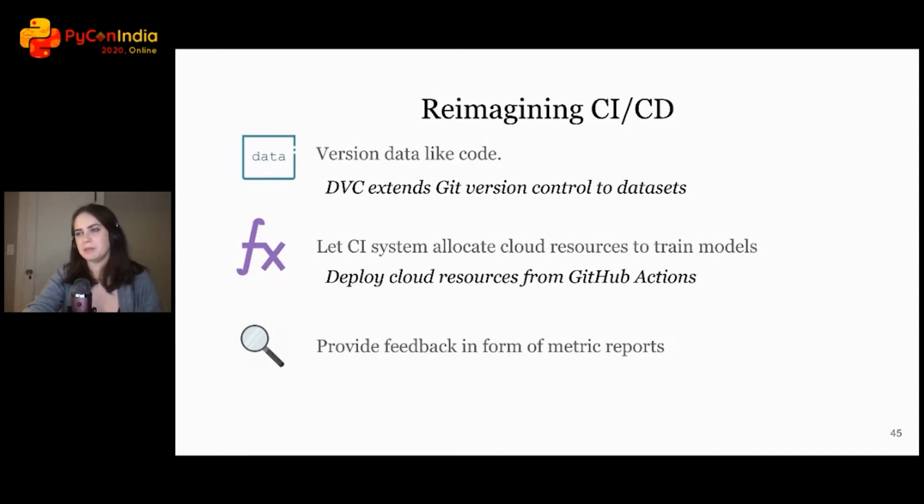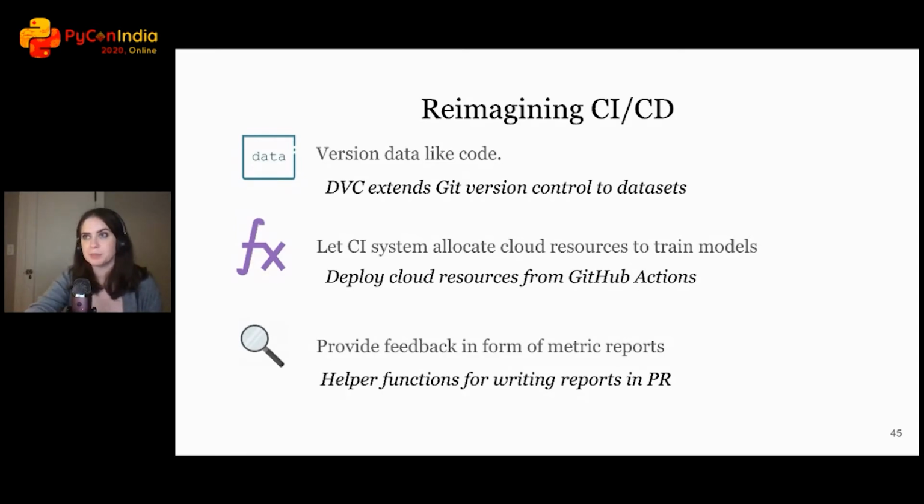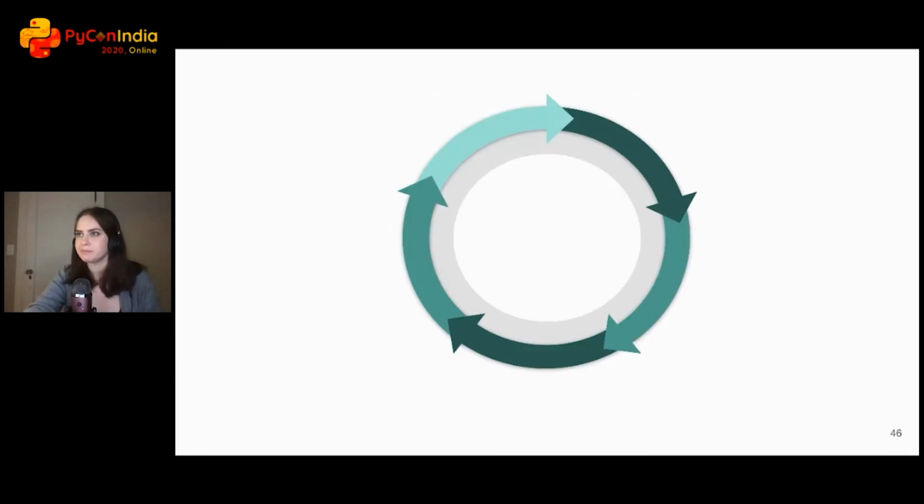And finally, we wanted to be able to provide feedback in the form of metric reports. So we created a library of helper functions for writing reports in your PR. You can write basically a markdown document with whatever kind of reporting you want about your model, and it will appear in the pull request just like a regular comment.